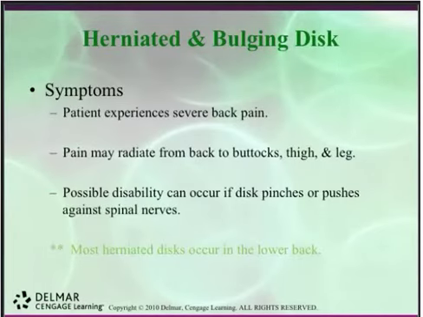The symptoms: the patient experienced severe back pain. It can radiate from the back to the buttocks, the thigh, and the leg. And there's possible disability that can occur if the disc pinches or pushes against spinal nerves.